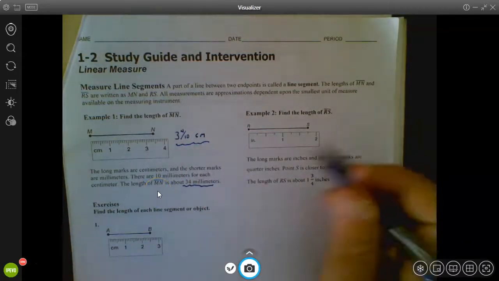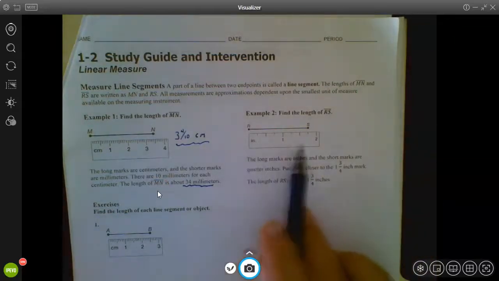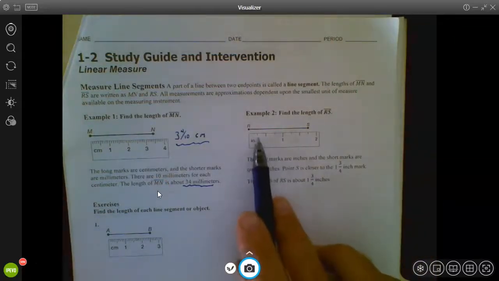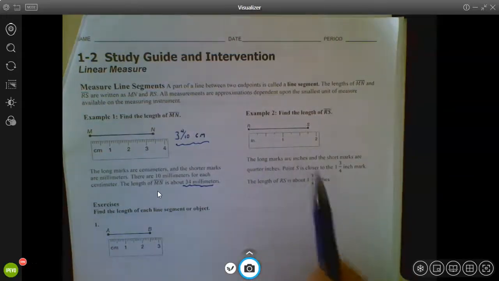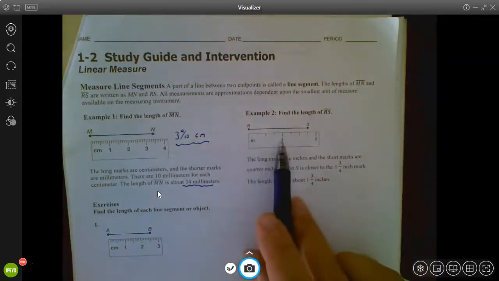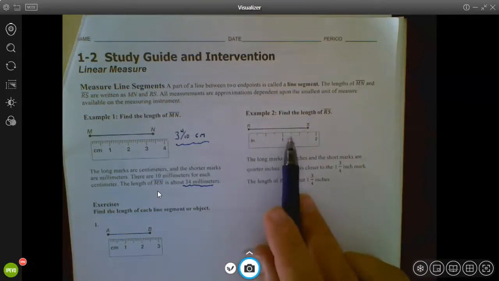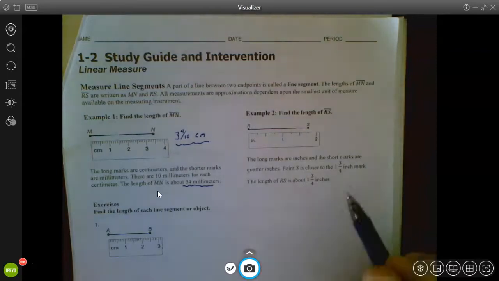You'll see another one over here on the right. So the length of RS, really the same thing. This one is in inches. Because there are 1, 2, 3, 4 marks per inch, I know that each little mark represents 1/4 of an inch. On this one, we can see that we have 1 full inch, and then another 1, 2, 3 out of the 4 remaining for inches. So that's where we're getting the 1 3/4 inches.